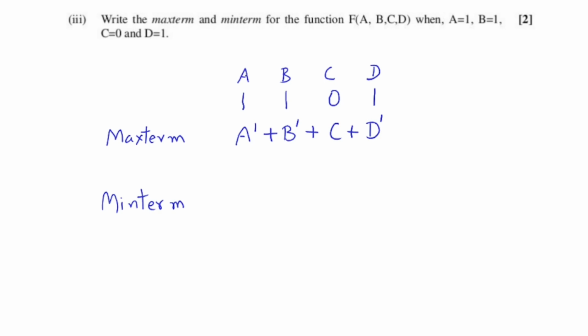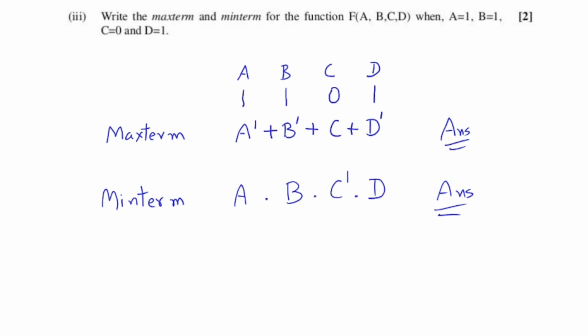Now min term is the opposite of max term. That is, when the literal is 1, we take it in the normal form, and when the literal is 0, we take the complemented form. So going by this logic, this becomes A, this becomes B, this becomes C complement, and this becomes D. Now min term refers to the product term, so we'll have a dot over here, a dot over here, and a dot over here. And so this is the first part of our answer, and this is the second part of our answer. With this, section A is over, and now we'll move on to section B.